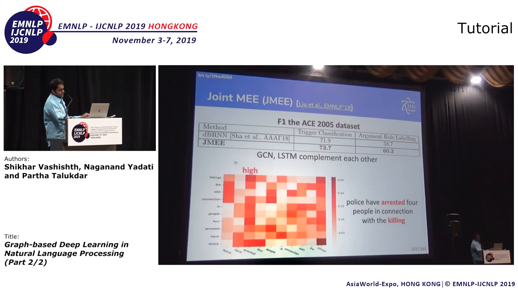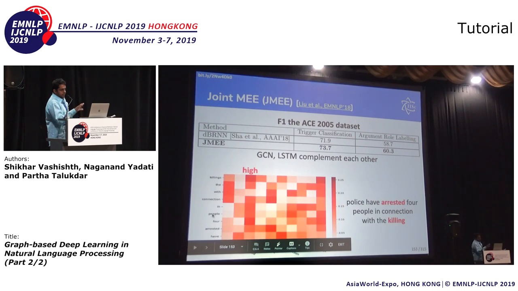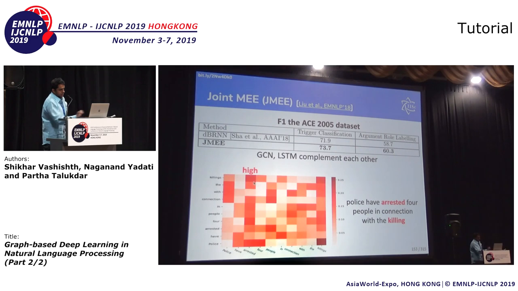So this is an attention matrix, which shows the attention values between every word pair in the sentence. As we can see, the attention score for the pair of the word killings and the word arrested has a high value, right?